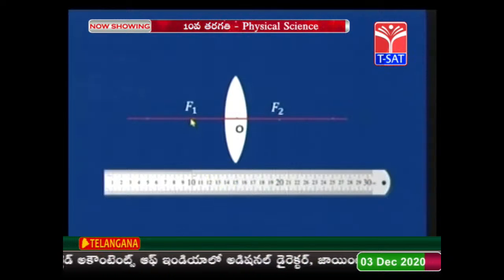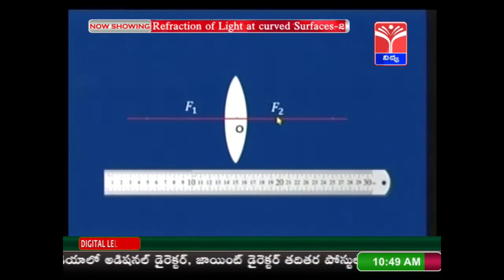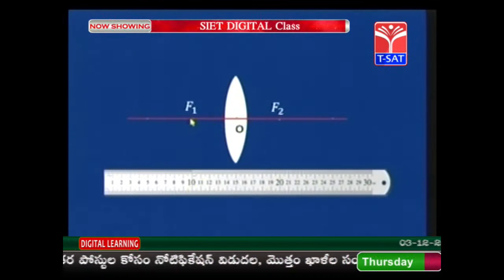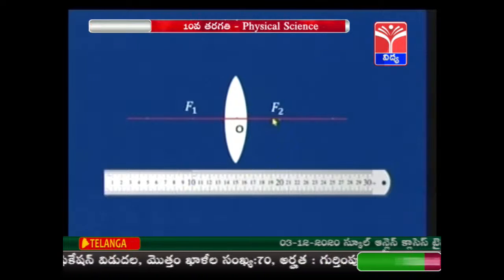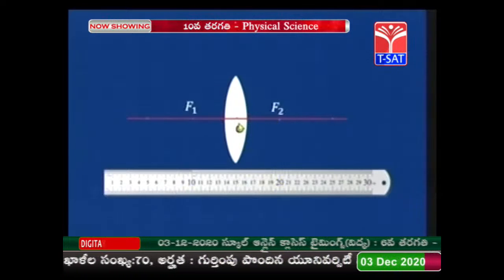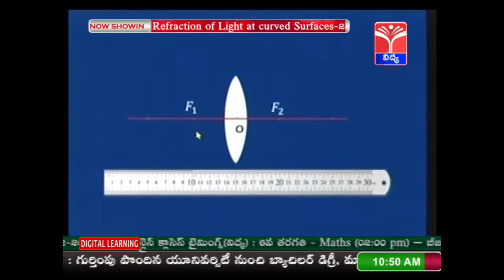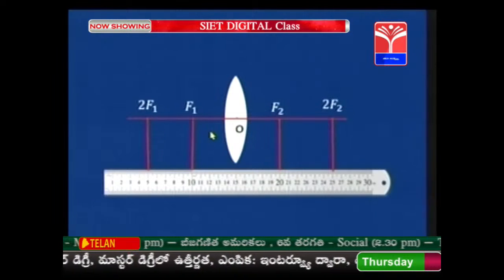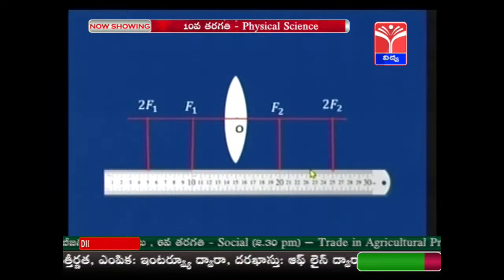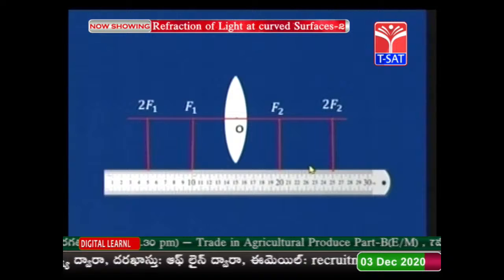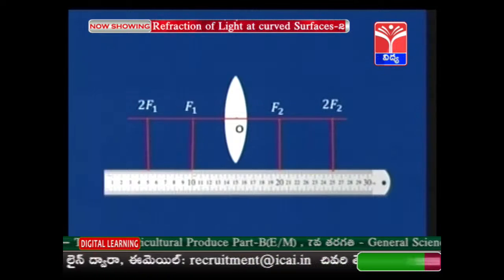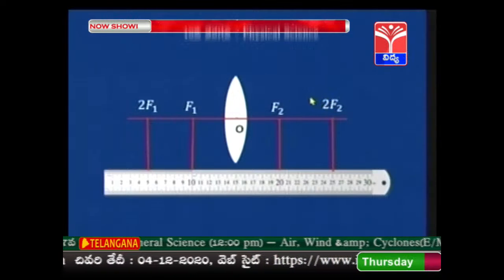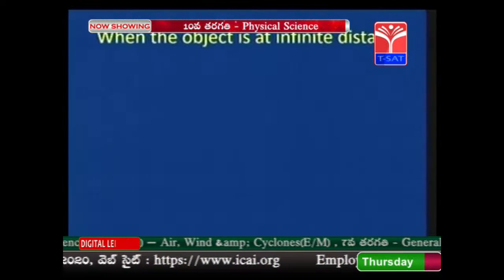You can fix two points F1 and F2, which are the principal focus, at equal distance from the optic center. This is at the 10 centimeter mark and this is at the 20 centimeter mark from the optic center. So these two are at equal distances. 2F1 and 2F2 are the distances at the 5 centimeter mark and 20 centimeter mark. So before drawing the ray diagrams, mark F1, F2, 2F1 and 2F2. Now see the first ray diagram.